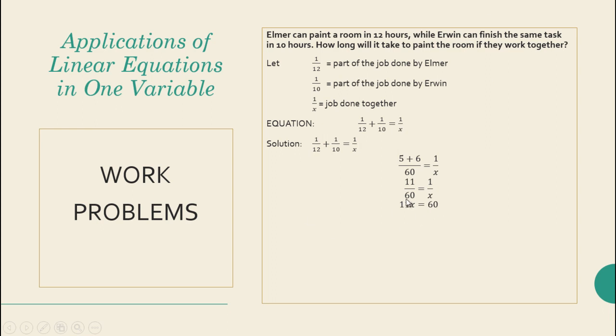Okay? 60 times 1 is 60. So, 11 times x is 11x. Then, to get our x, we have to divide both sides by 11. So, therefore, our x is 60 over 11. Since ang gipangutana diha is how long will it take to paint the room if they work together, then the two boys can finish the job in 60 over 11. Or if we are going to convert that into hours, that will be 5.45 hours.